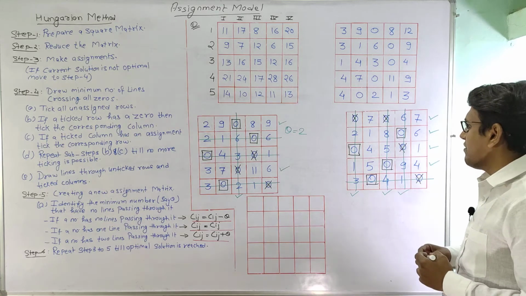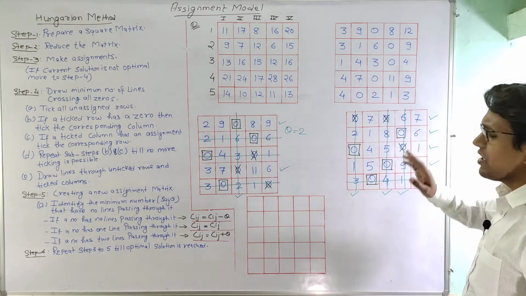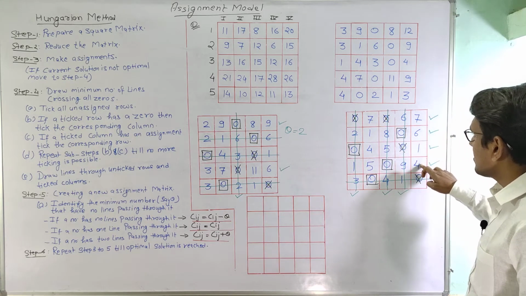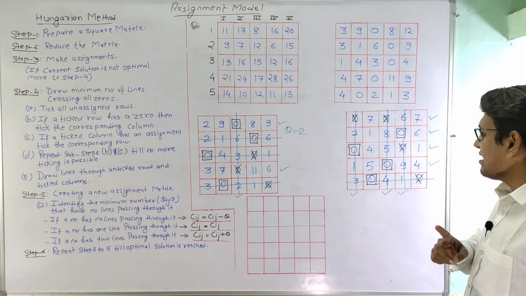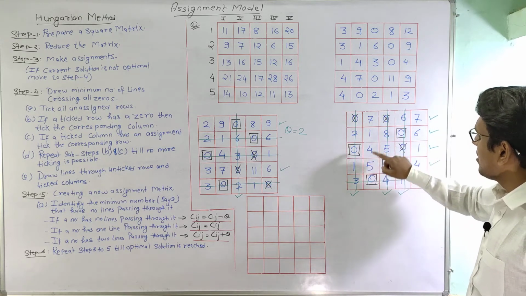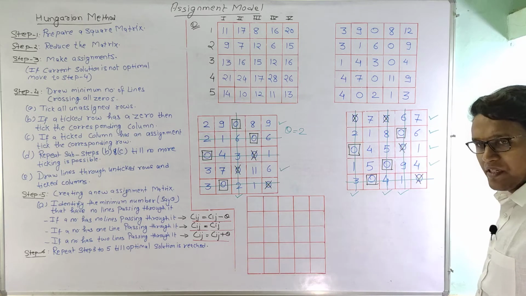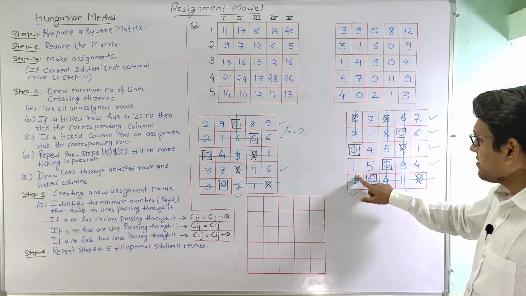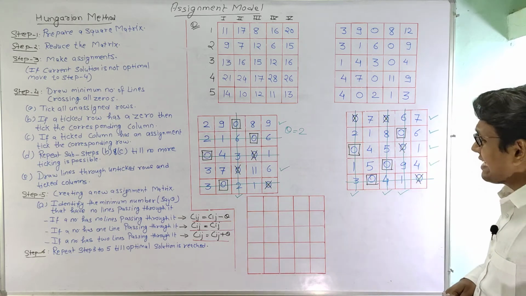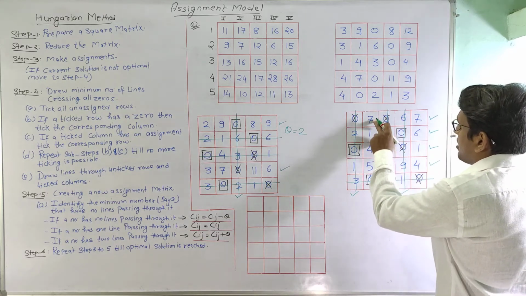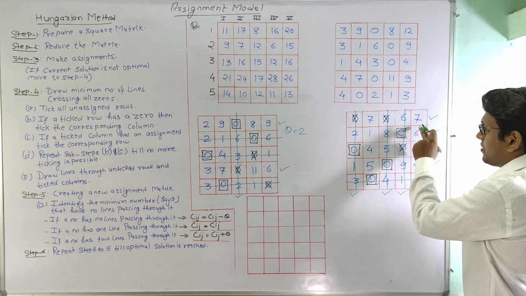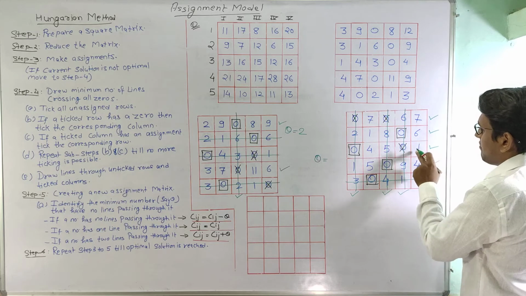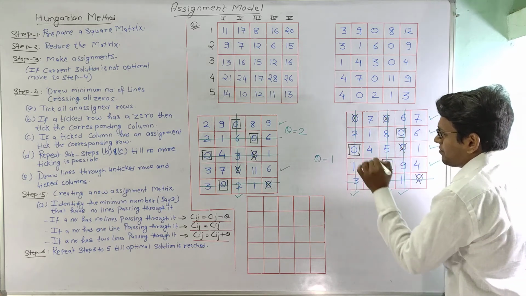Okay, now again we have 3 types of cells here. First is where no lines are passing, the second is the cell where a single line is passing, and the third is the cell where 2 lines are passing. These 3 cells are where 2 lines are passing. As we know, we will select the minimum value among the cells which have no lines passing through them. So among them we will select the value of theta. The minimum value here is 1, so theta equals 1.